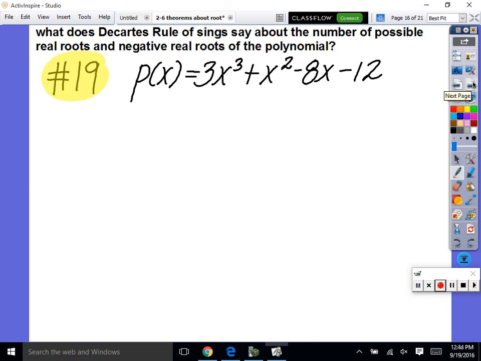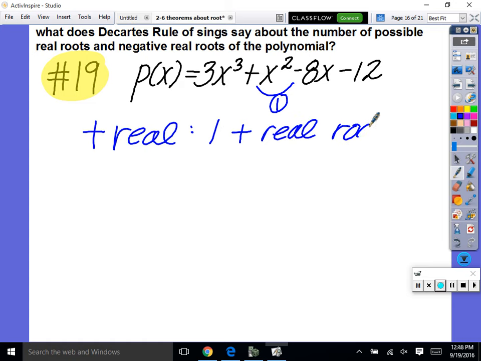It says, what does Descartes' rule of signs say about the number of possible positive real roots and the possible number of negative real roots? So we look at the original polynomial for positive real roots. Let's see how many we have possible. Positive to positive, positive to negative, there's 1, negative to negative. So we know for a fact, guys, this has 1 positive real root. Does everybody understand?